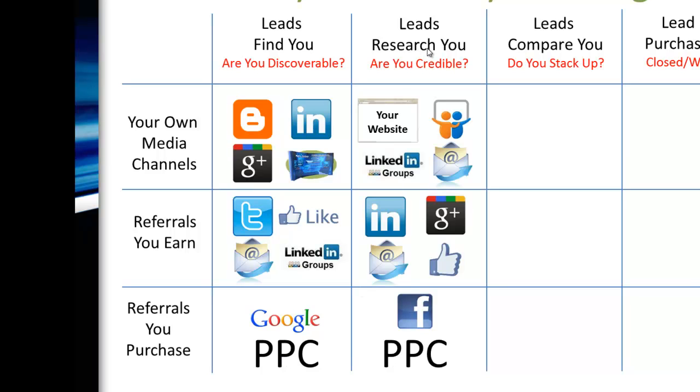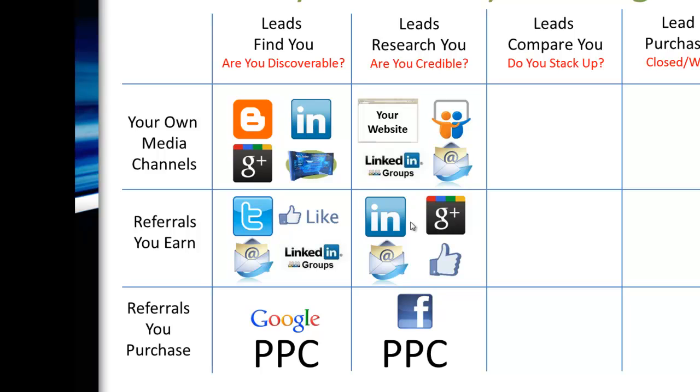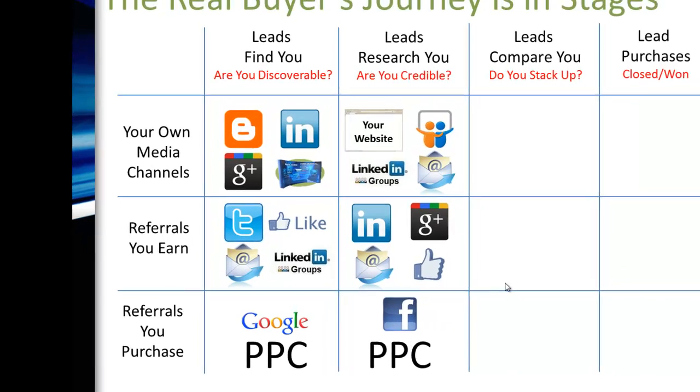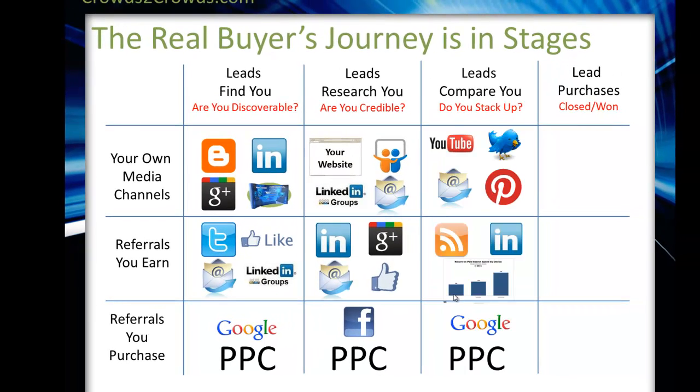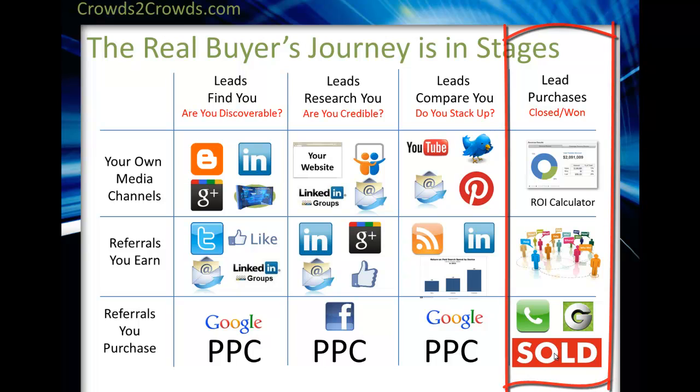How people are researching you could be your website for your own media. Obviously it could be likes and social media for referrals, and once again, maybe it's Google and Facebook pay-per-click. How they compare you could be videos, could be ROI calculators, could be white papers, could be a number of things that people use across all three of these media channels. And then finally, we get to, hopefully at the end of the day, a sold.